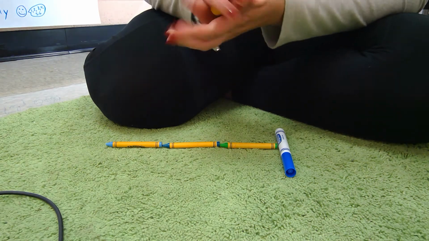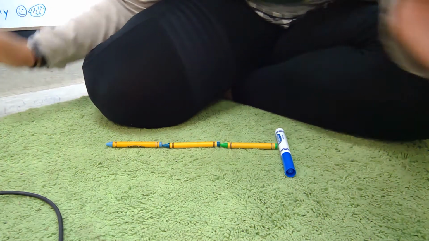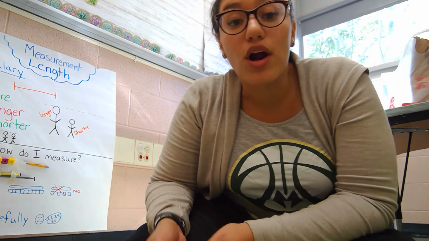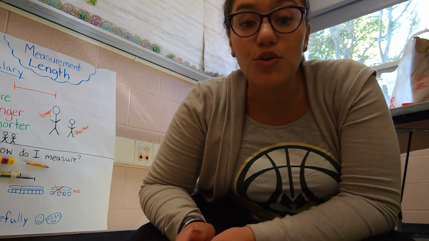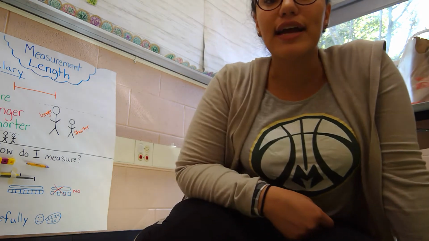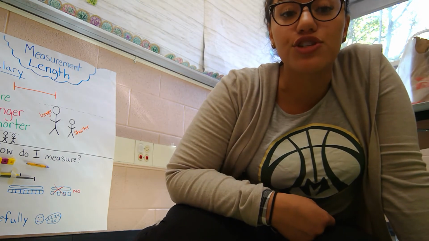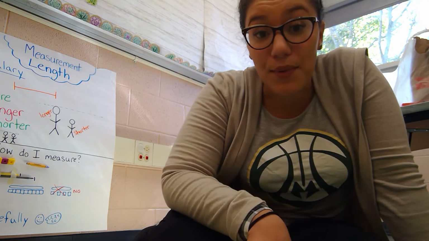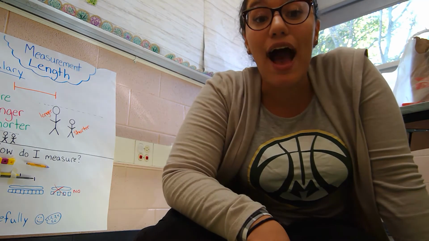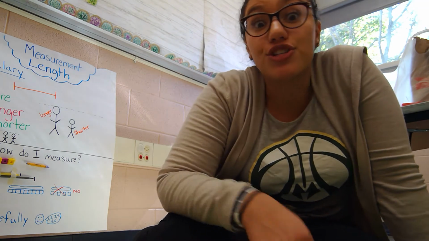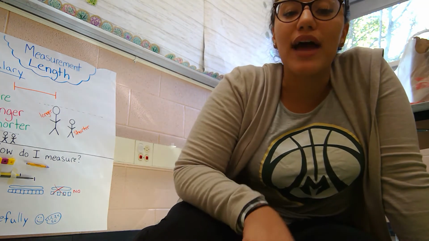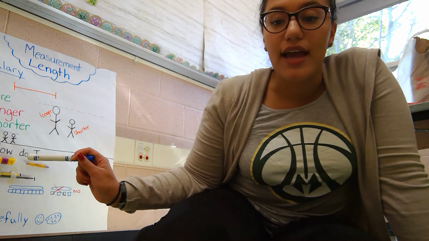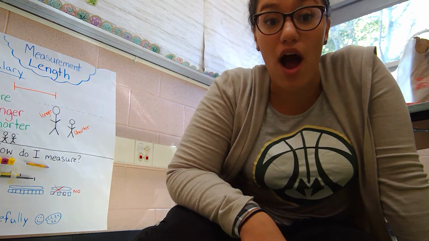So now what you are going to go ahead and do is go on to Seesaw, and you are going to measure something in your house. You can use whatever you want to measure. You can use crayons, you can use markers, you can use shoes, and then find something to measure. You can measure your table. You can measure your couch. You could measure your shoes using crayons. So measure something in your house using a tool, and you can pick any tool you want, okay?